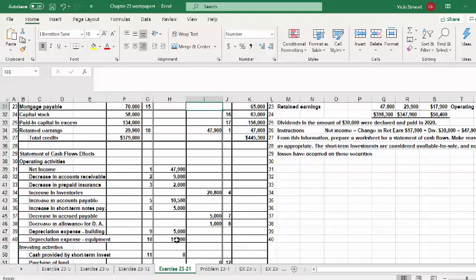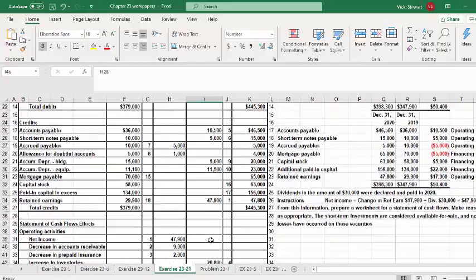Notice that all of the items that are in the debit column would either be non-cash items such as the depreciation expense, or they would be items that in the comparative balance sheet would be adding to net income. The items in the credit column, such as the increase in inventory, would be a use of cash. The decrease in accrued payables would be a use of cash, and then the decrease in the allowance for doubtful accounts would have to do with bad debt expense. So that is the operating activities section.